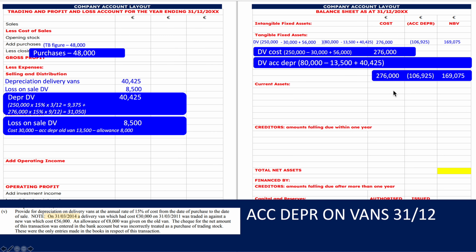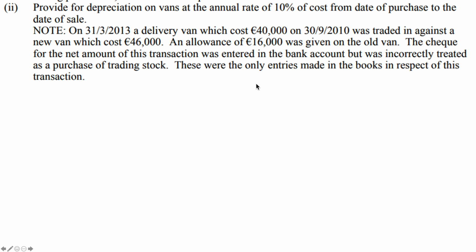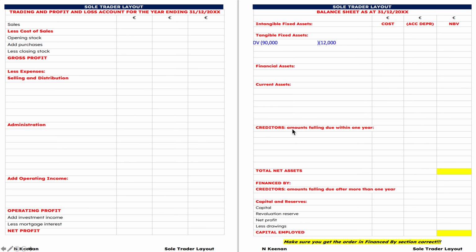So overall we've got cost 276, we've got accumulated depreciation 106,925, giving us a net book value at the end of the year, 169,075. Okay, looking at 2014 then, this is a sole trader, Mike McMahon. So the cost was 90 and the accumulated depreciation was 12. Okay, so 90 and 12 going there.